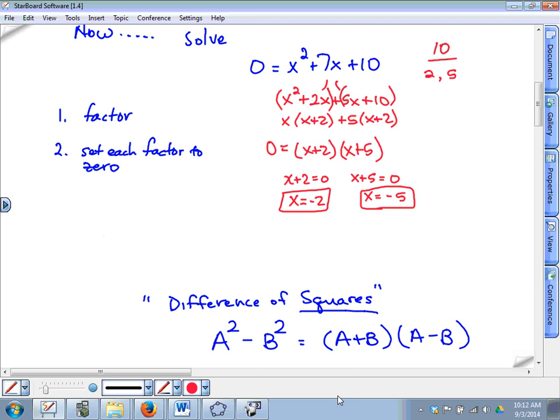So this is just in general. We're going to get to some specific examples here in a second. But in general, if you're subtracting two terms that are perfect squares, a squared minus b squared, you can factor that into this kind of a pattern. A plus b, a minus b.